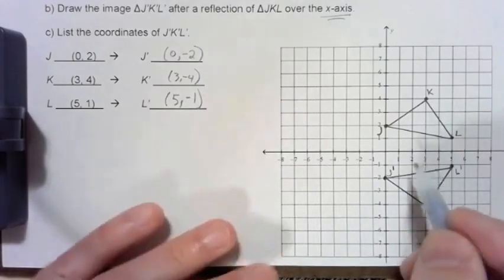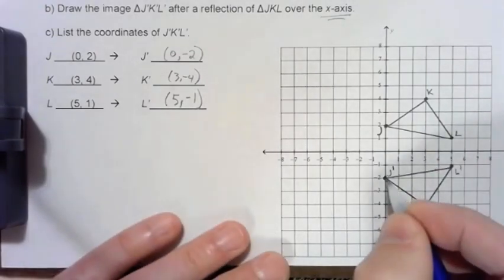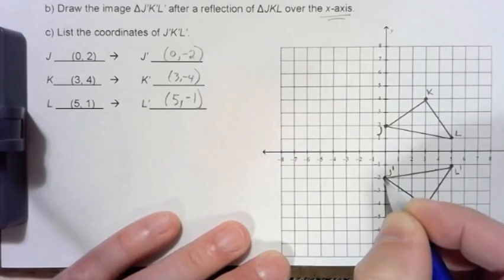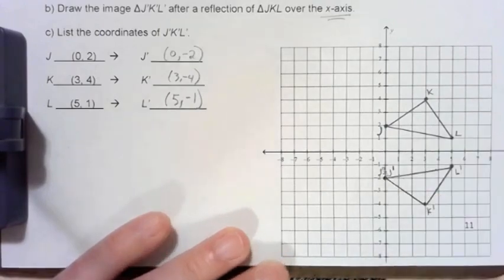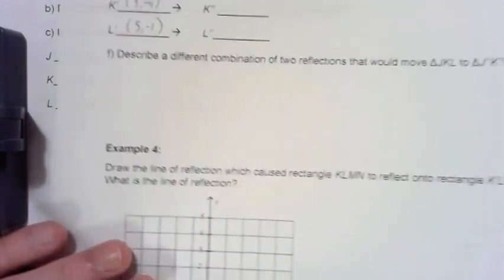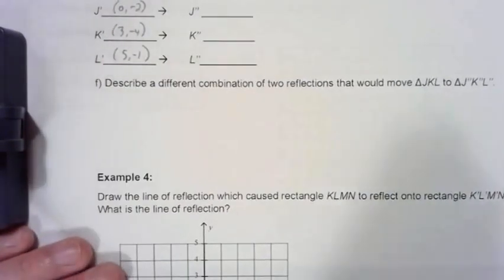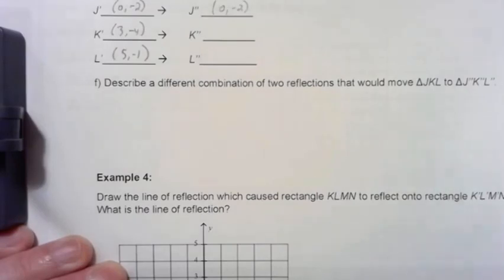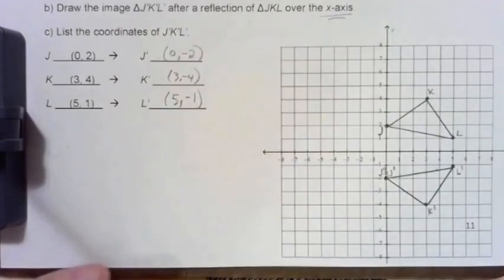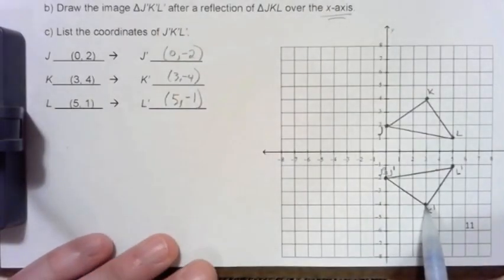Looking at point J prime first, notice that J prime is already on the y-axis. It's touching the y-axis, so it's actually not going to go anywhere. Point J prime is the same as point J double prime. They're the exact same point, so I can write the coordinates of J double prime as well, (0, -2). Looking now at point K prime, point K prime is right here, and it's 1, 2, 3 units to the right of the y-axis.